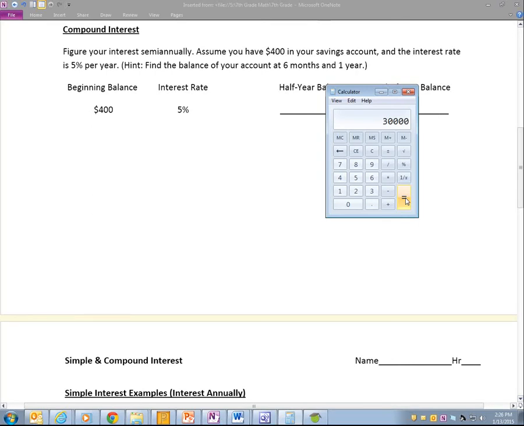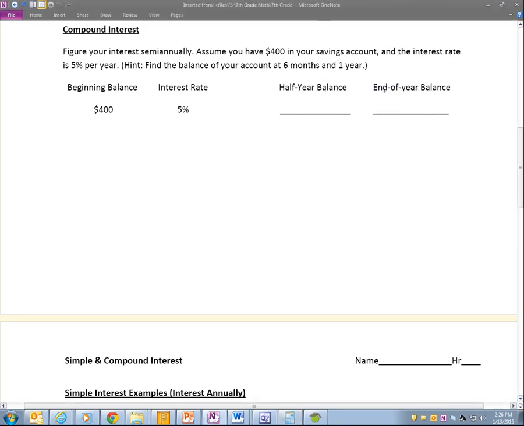All right. Now the harder one. This is compound interest. It says here, figure the interest semi-annually. Now, what does this word mean? Semi-annually. What does that word mean? Harrison? Yeah, a half of a year. Yep. Twice a year. After 6 months and after 12 months. Okay?